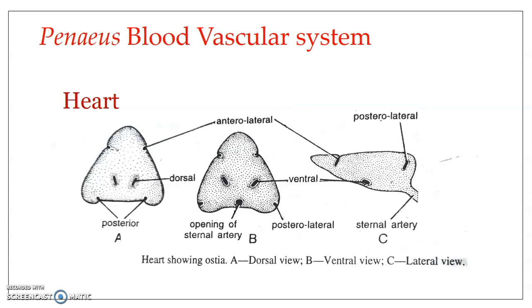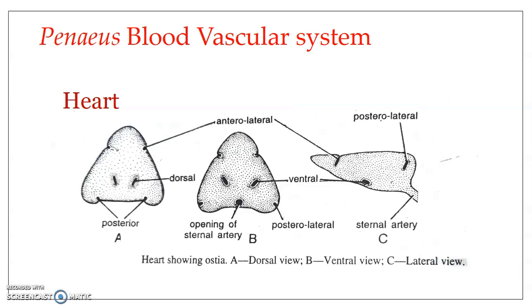The heart is placed in a very spacious cavity, which is filled with hemocoel, and this cavity is known as the pericardial cavity. Because the cavity surrounds the heart, it is known as the pericardial cavity. Since it is filled with hemocoel, it is also referred to as the pericardial sinus. So the heart is placed inside the pericardial sinus, and the ostia open into the pericardial sinus. So the blood flows from the pericardial sinus into the heart through these 5 pairs of ostia.